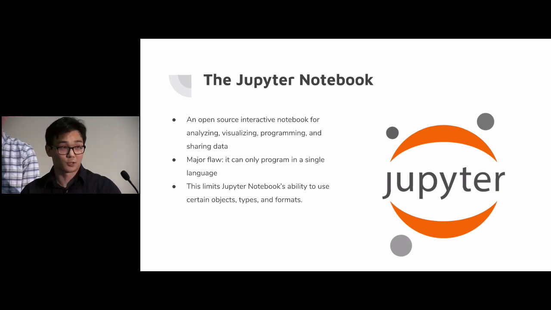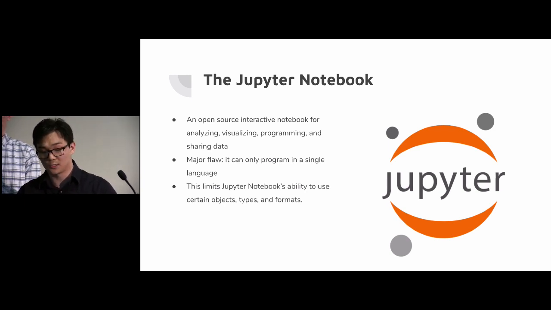Jupyter Notebook was originally the IPython notebook, if any of you are familiar with interactive notebooks in data science, and it's become a very popular choice for data scientists around the world. Jupyter Notebook enables users to provide visualizations and analysis of data, and these notebooks can be used to share data with other users. However, one of the biggest problems that Jupyter Notebook has is the fact that notebooks can only be programmed in a single language, which is Python. So this not only limits a notebook's ability to use certain objects, types, and formats, but also prevents projects not written in Python from directly interacting with said notebook.